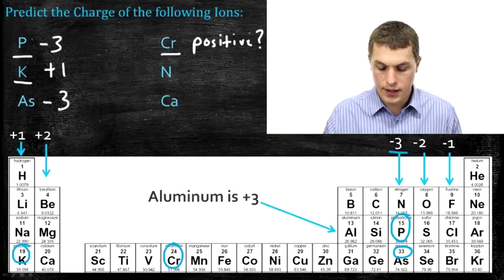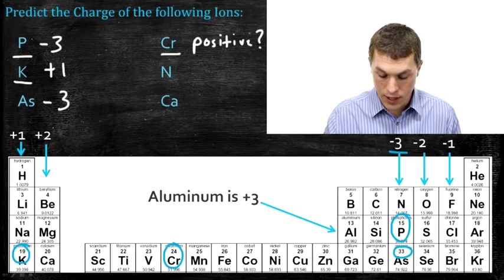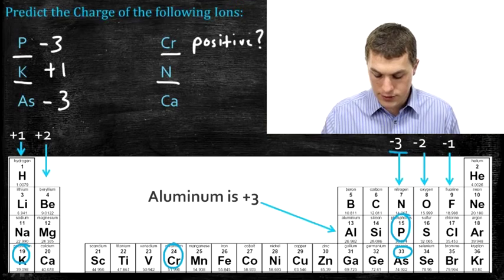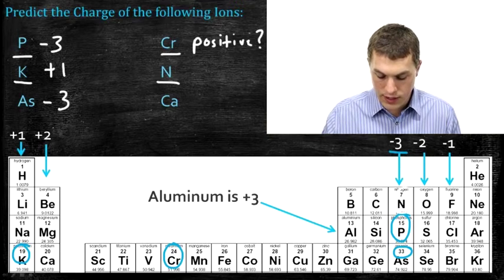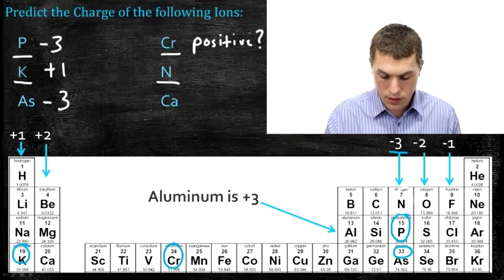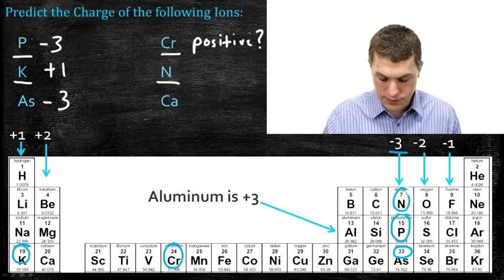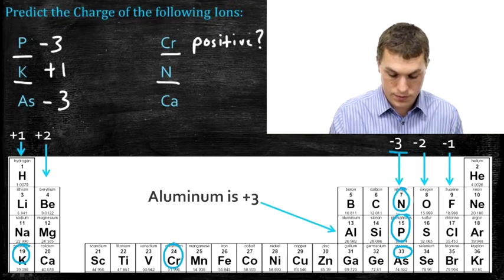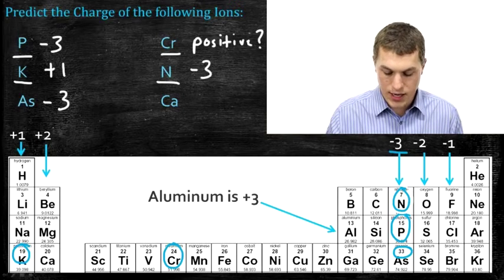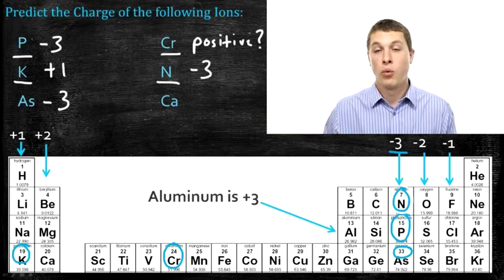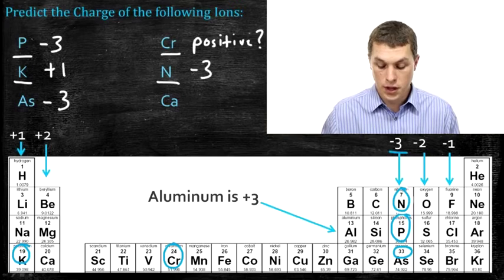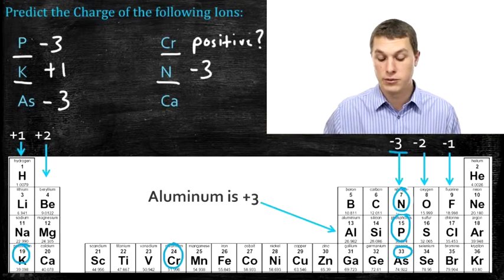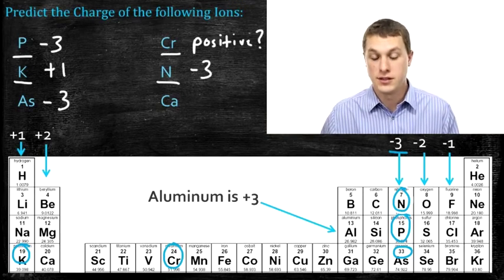All right. Next element we have is N, or nitrogen. And nitrogen we see over here also in that same group with arsenic and phosphorus. And so it also forms ions with a -3 charge. So the key thing here is just remembering which columns have which charges. So you have to kind of memorize that the first column's +1, the second column's +2, and so forth.